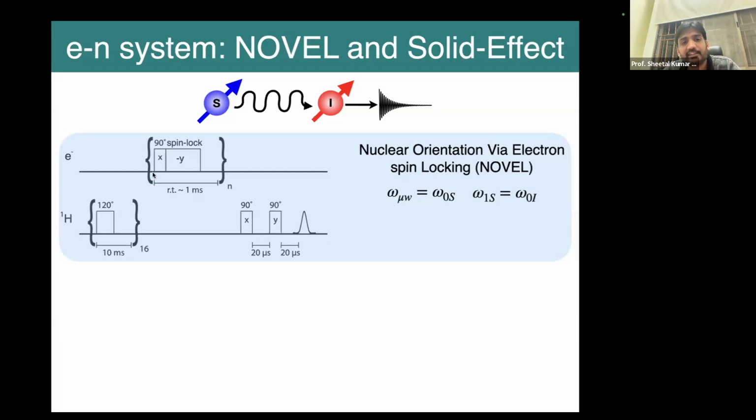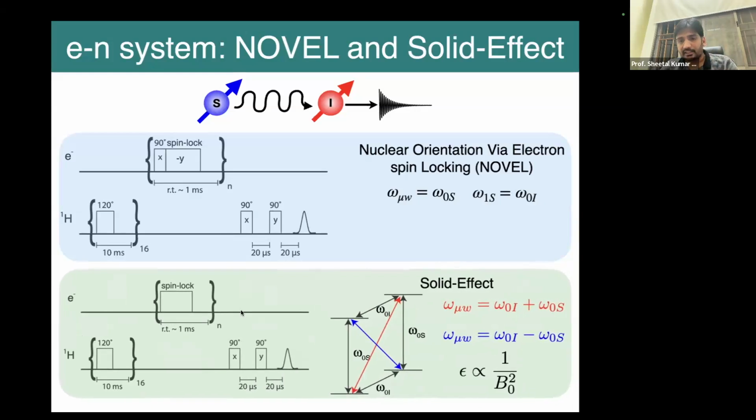The difference here is that we have to repeat this block multiple times, because typically in DNP experiments, the number of electron spins is far lower than the number of nuclear spins, so we can pump the system. So we repeat it, and then finally we start detecting the nuclear spins.